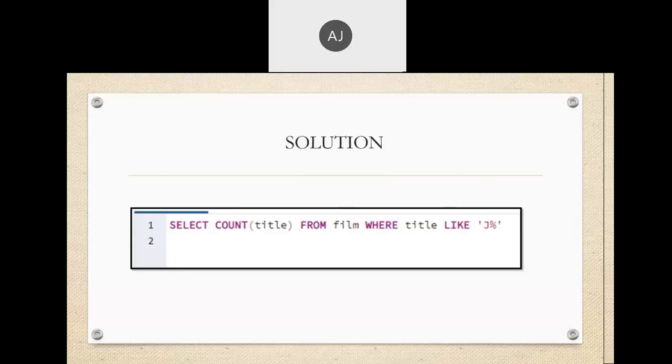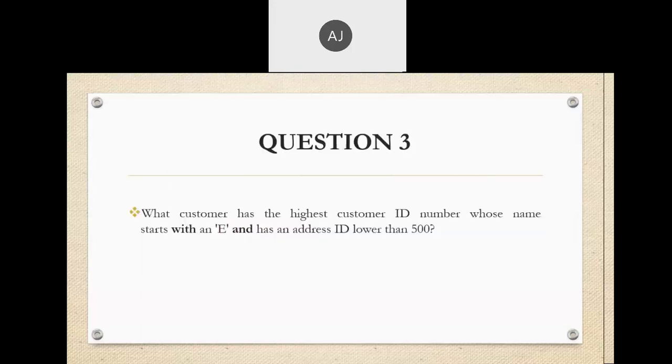Okay, so the last one is which customer has the highest customer ID. When we say highest customer ID, we are talking about the order. Order means order by ascending or descending. Here we need to use names that start with E. That means we also use the wildcard, and address ID lower than 500. That means we need to use the relational operator also. Okay, so let's check that.